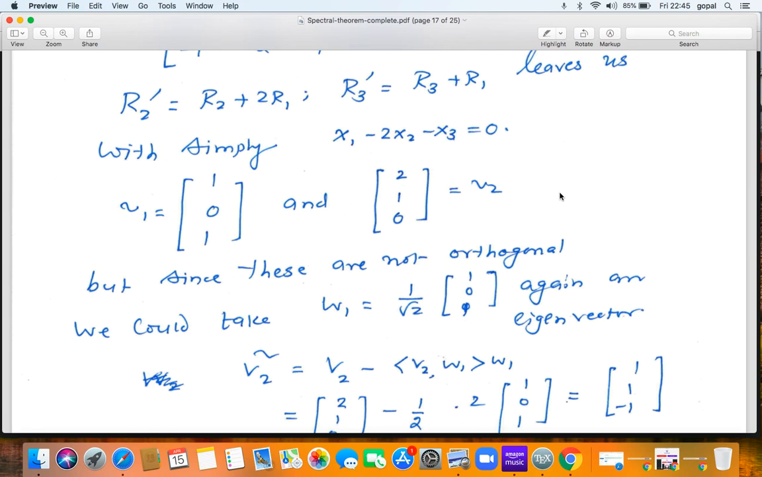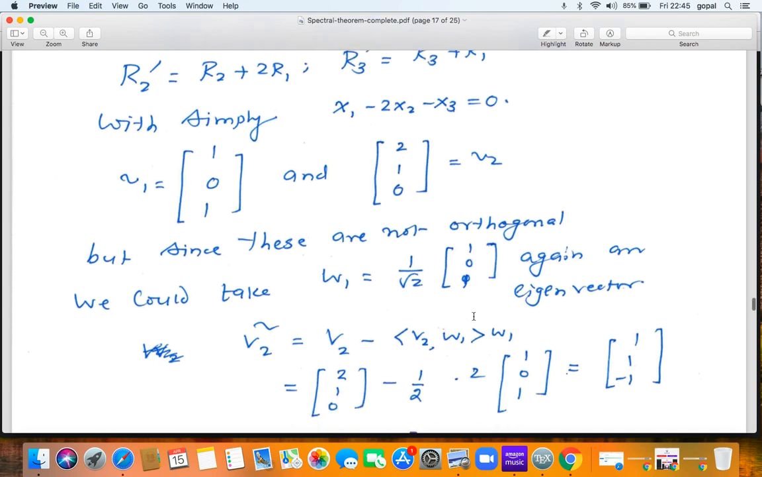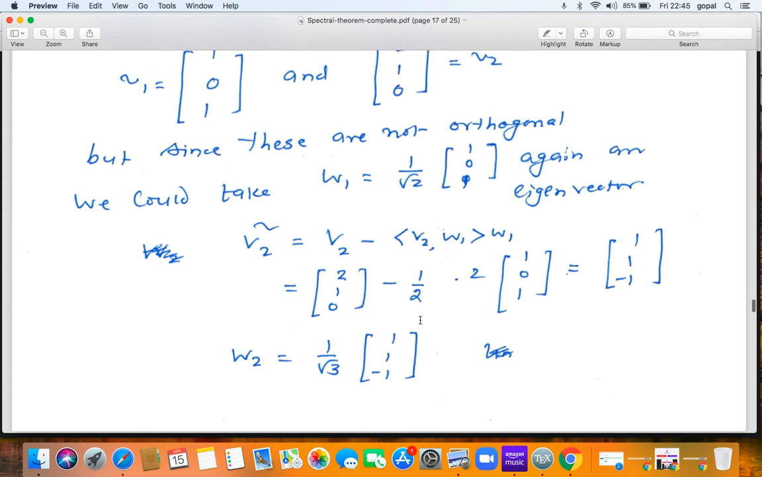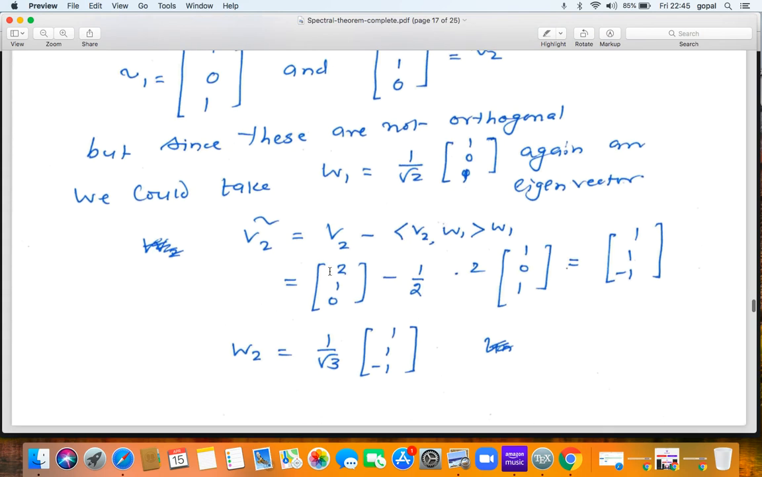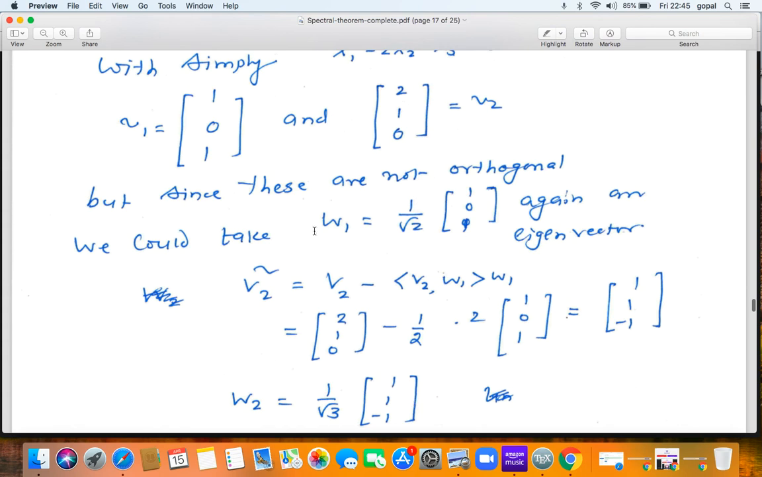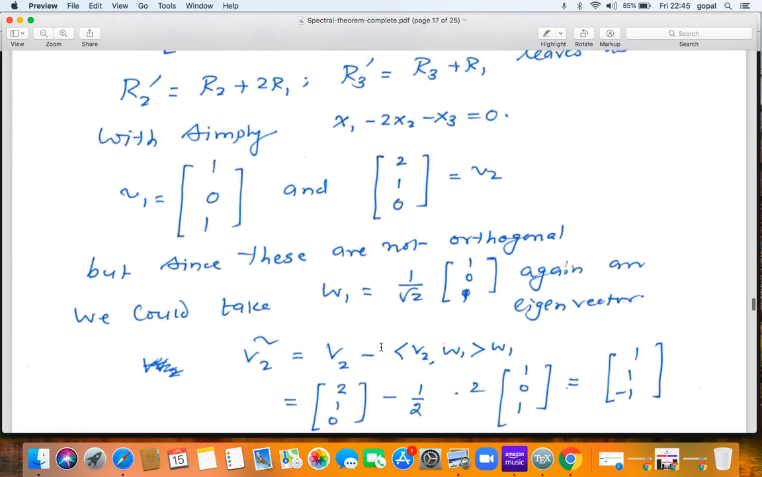So you divide the first vector by its length, namely root 2. So w1 is 1 upon root 2 times (1, 0, 1). The second vector, you apply Gram-Schmidt and obtain 1 upon root 3 times (1, 1, minus 1). So you got these two eigenvectors, w1 and w2, with eigenvalue 1.